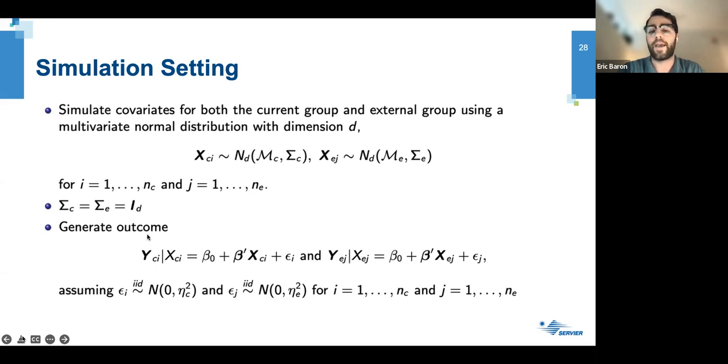Then we generate the outcome using a linear regression framework, as follows. Then we assume epsilon_i follows IID normal 0, sigma_C squared, and epsilon_j normal 0, sigma_E squared. We define this here just because we will tune these in our simulation study. So normal covariates and a normal linear regression model.